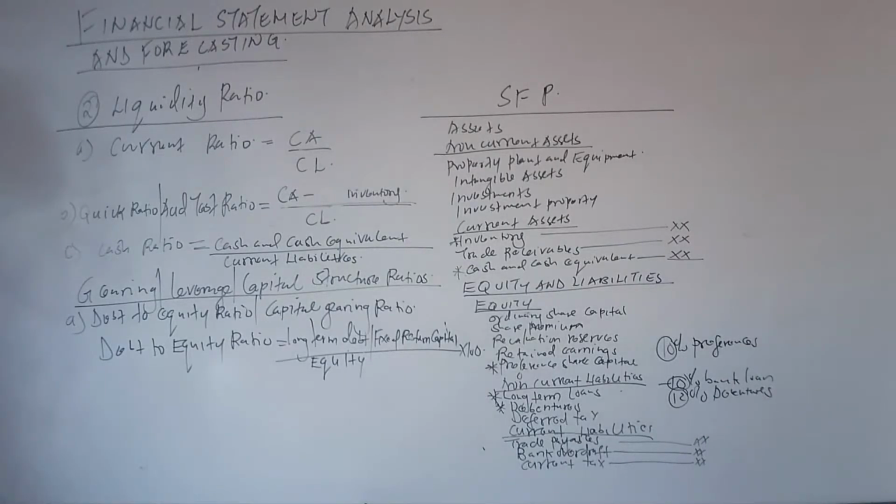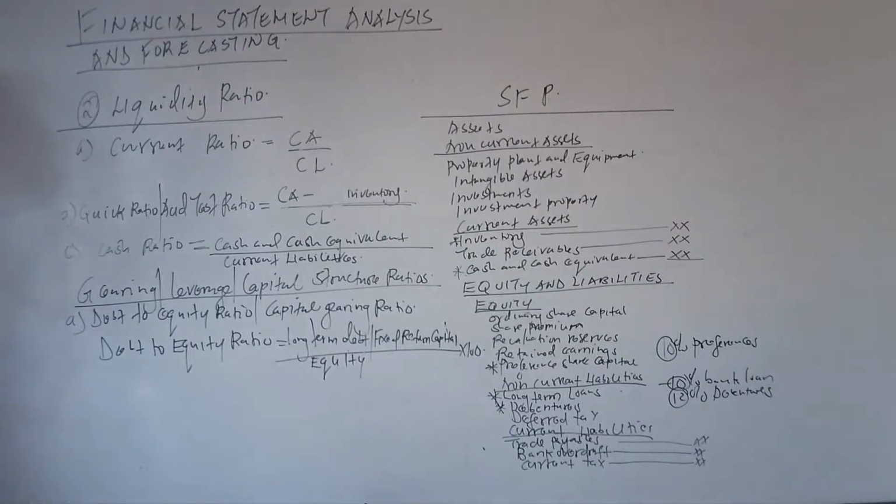Below there, write and say fixed charge capital includes preference share capital and debentures.